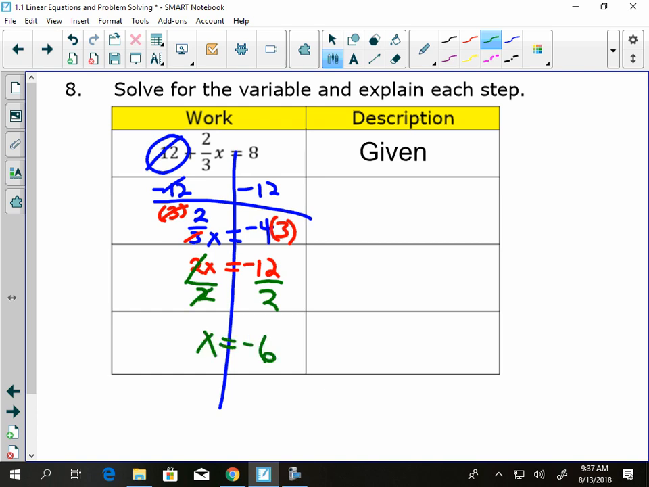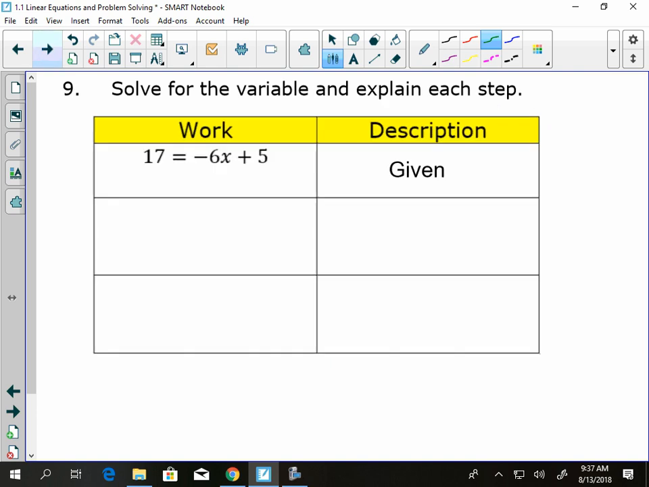So now we have to describe it. What do we do first? Subtracted 12. Multiplied by 3. Divided by 2. It's that easy. Go ahead and do this one.